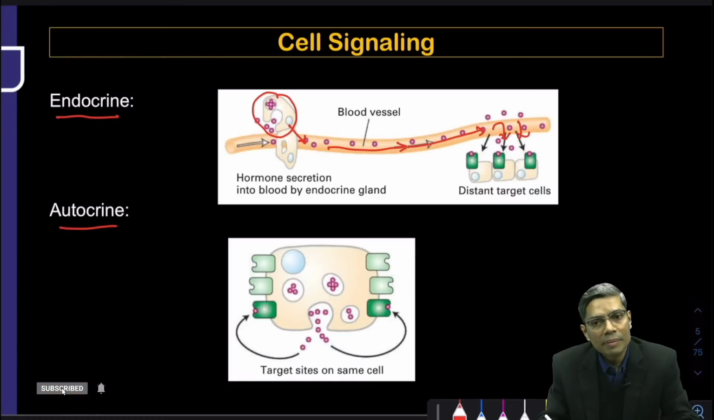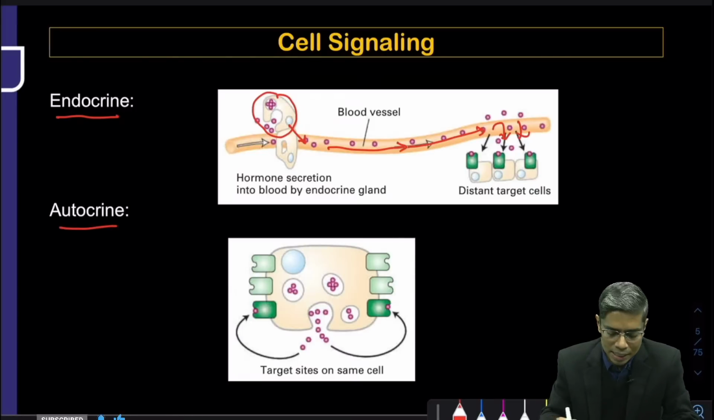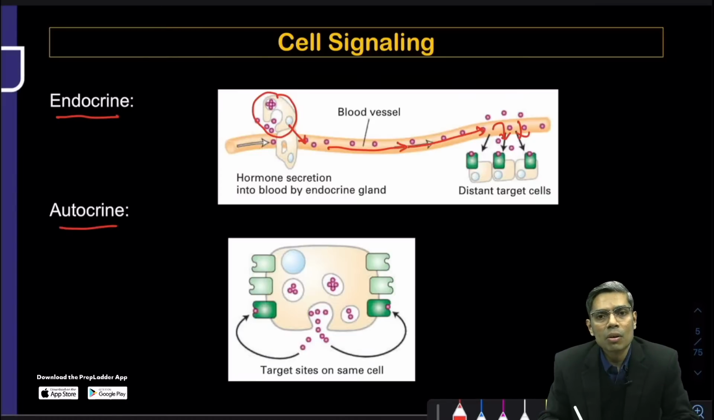So it is traveling through blood. That is the most important thing in endocrine signaling. In autocrine, you can easily understand, auto means it is acting on the same cell. So the product is secreted from the cell and it acts on the same cell, onto the receptor.